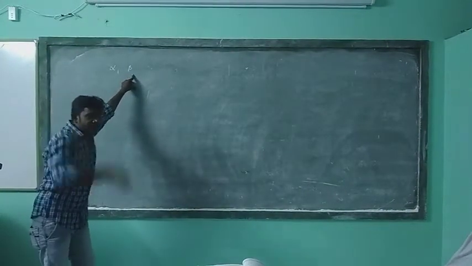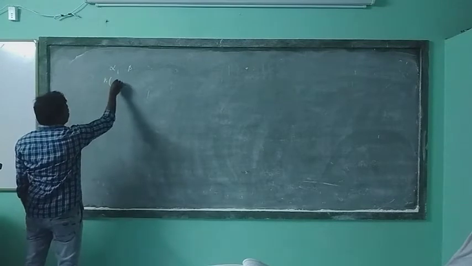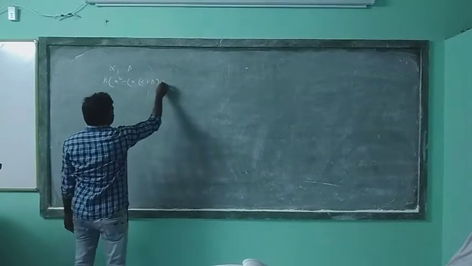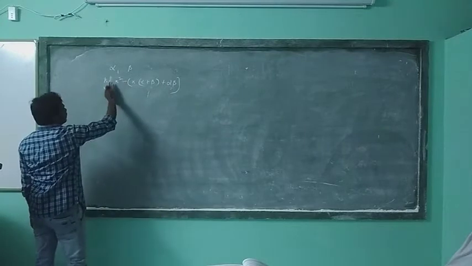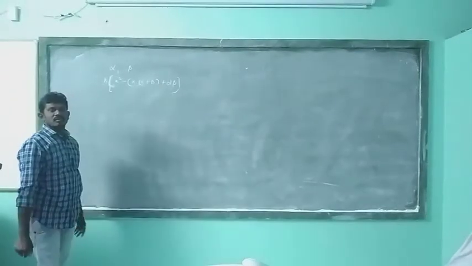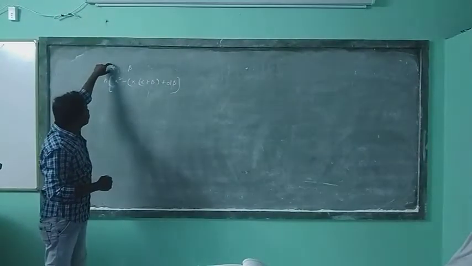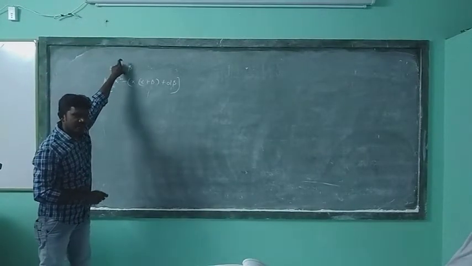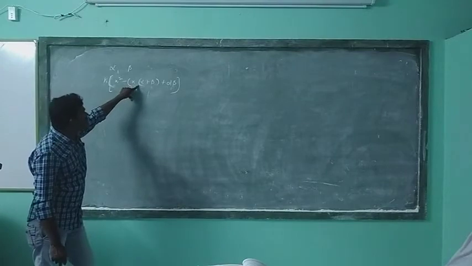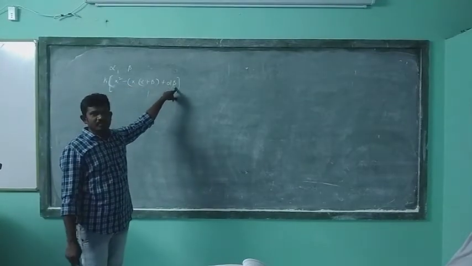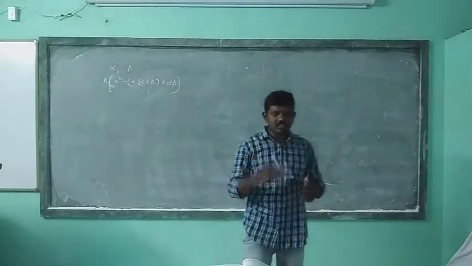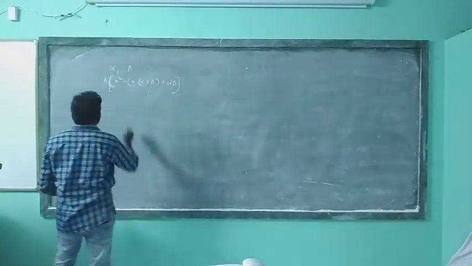Then the quadratic polynomial is k into x square minus x into alpha plus beta plus alpha beta. That is the quadratic polynomial. Given two zeros, alpha and beta, the formula to find the quadratic polynomial is k into x square minus x into alpha plus beta plus alpha into beta. Here k means a constant; take values for it. For example.